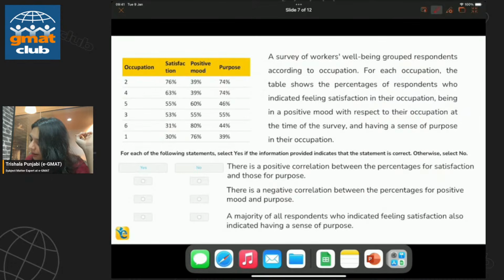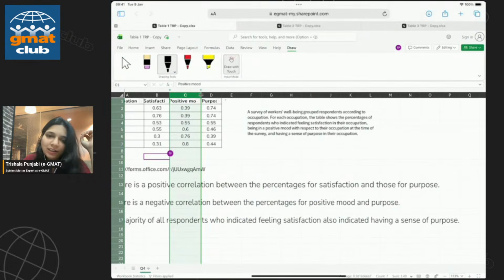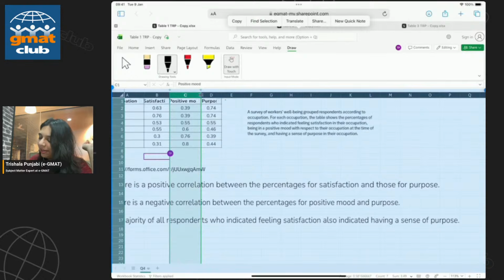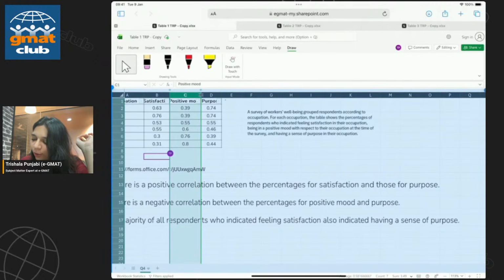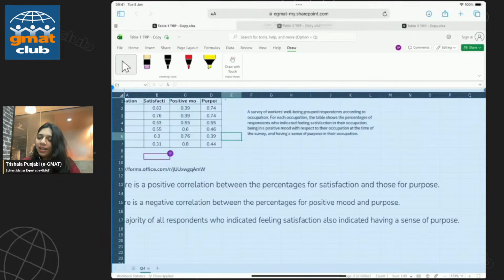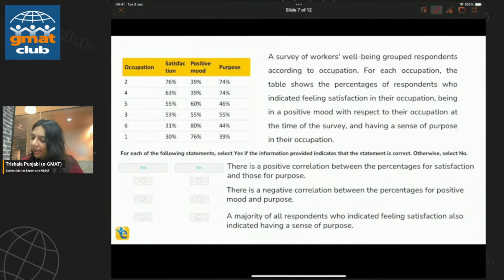So what is happening in that case is that there is a kind of a negative correlation, right? Because as one is increasing, the other is decreasing. If we look at it from data point to data point, the first one is 0.74, then again it is 0.74, then it is decreasing to 0.55, then to 0.46, then to 0.39. Just because in one data point it is increasing from 0.39 to 0.44, it does not mean that in the rest of the data points it is not negatively correlated. So we can say that yes, there is a negative correlation. So it is a yes and a yes.